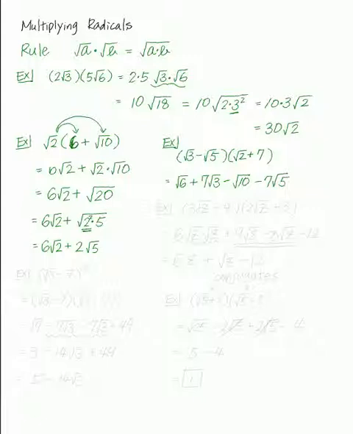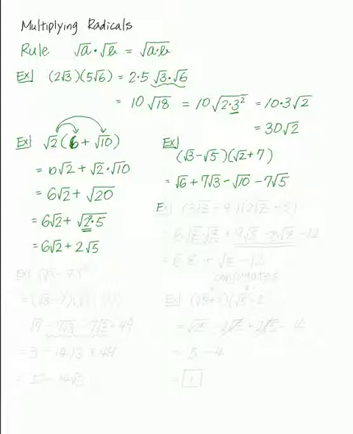Now, if I can combine up any like terms, I would need to try. I cannot in this case. And I can't simplify. Even though 6 breaks down into 2 times 3, there's no perfect squares. Same with 10. 10 is just 2 times 5, but I don't have anything squared there. So this is my final answer. I can't go any further here.